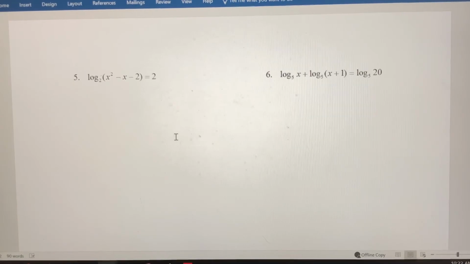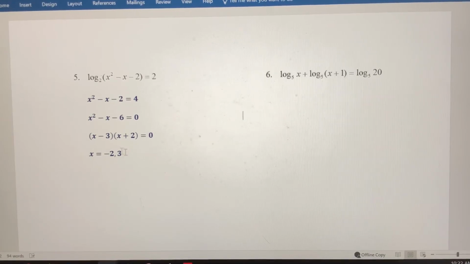All right, so let's give number 5 a try here. The logarithm's already isolated, so we can go ahead and convert to exponential form. So 2 squared, which is 4, equals this quadratic trinomial here, x squared minus x minus 2, okay? We have a quadratic, so let's get everything on one side, set it equal to 0. So I'm going to subtract 4 from both sides. Again, thankfully this can be factored, so I don't have to use the quadratic formula. I factor that as x minus 3 times x plus 2.